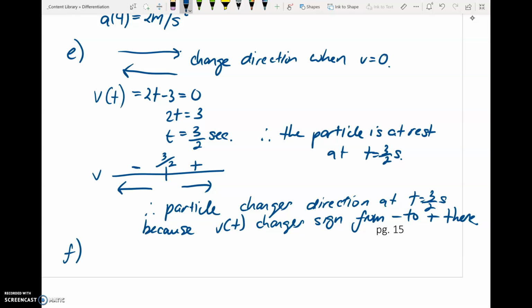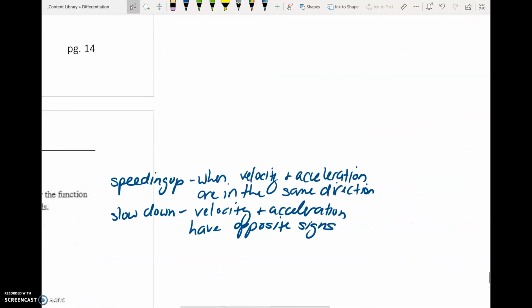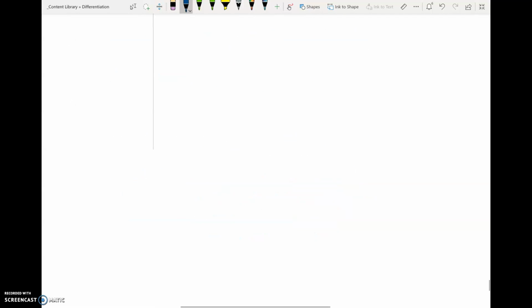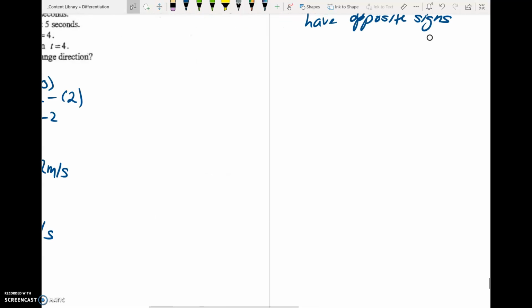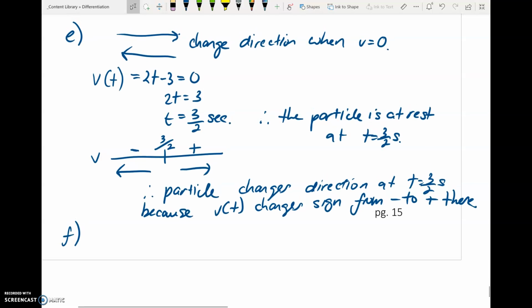And the last question, where is the particle speeding up? So if we look back at the notes that I created on the side here, if it's speeding up, we need the velocity and acceleration to be in the same direction. So we need to keep that in mind. So V and A have the same sign.